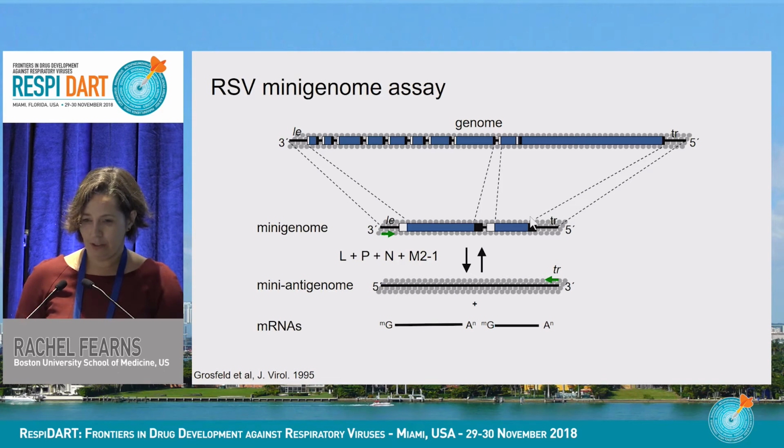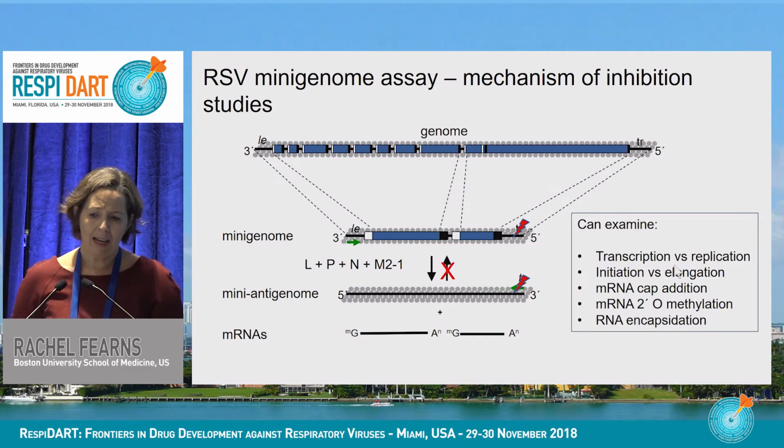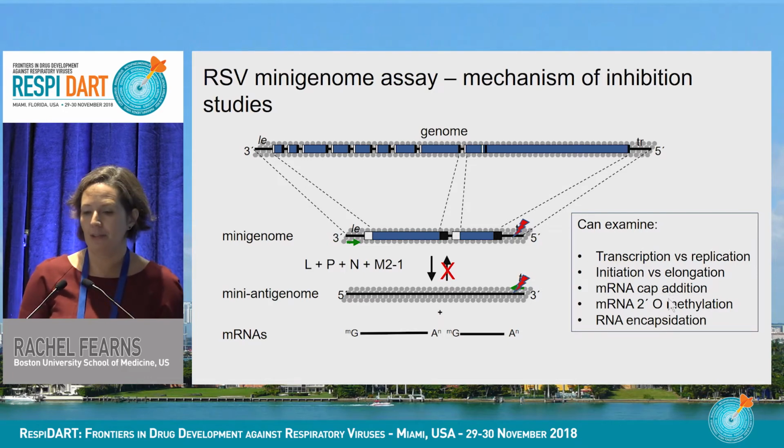So what we do in our lab is to modify this, and we limit it to a single cycle of replication. What I mean by this is that we make a mutation here in this trailer region, which basically inactivates the promoter at the 3' end of the antigenome. And that means that we can look at transcription and replication as independent events. So if there is an inhibitor, we can ask, is it blocking transcription and replication, or just one of those processes or the other?